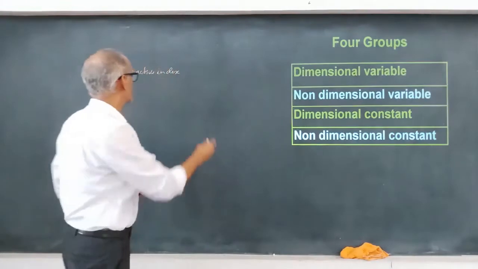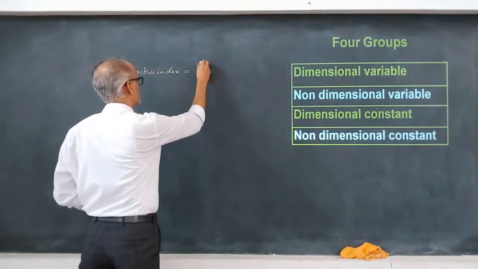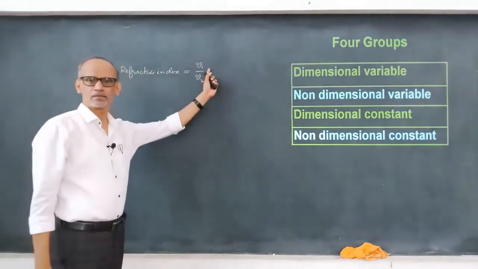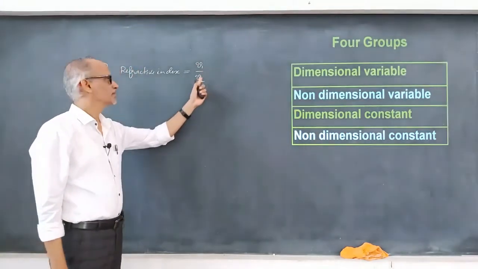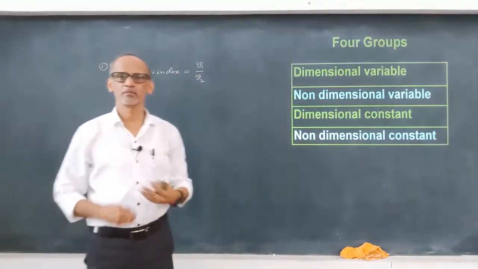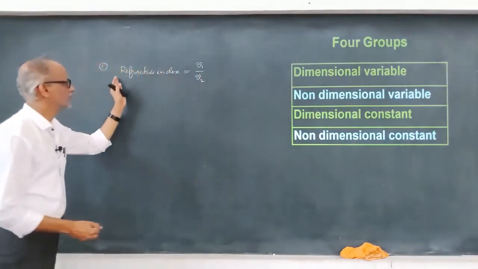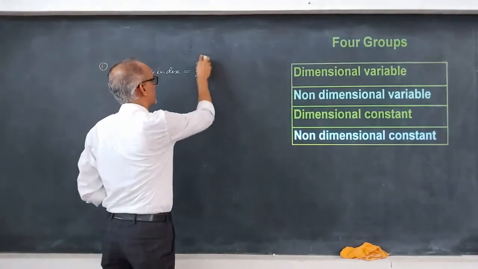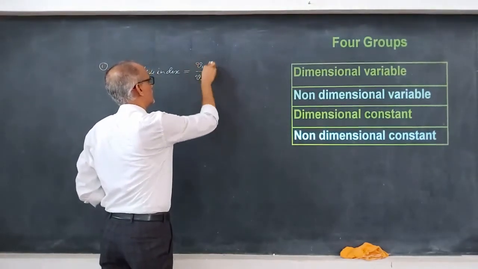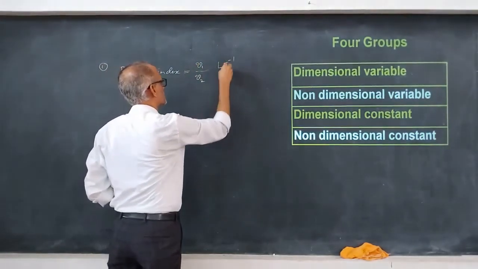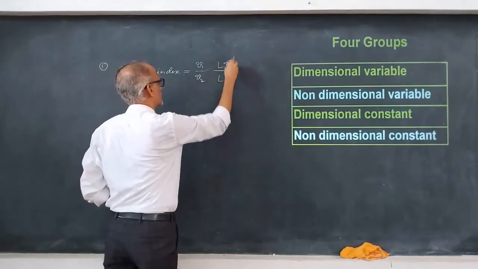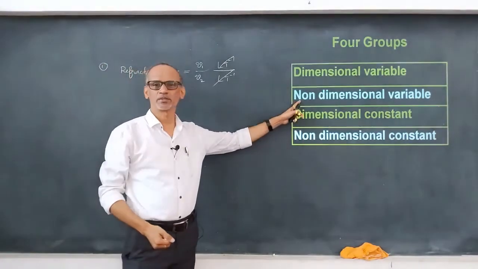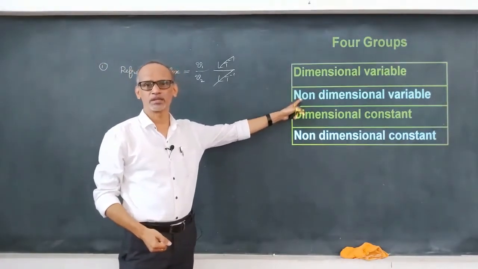Why it has no unit? Because it is measured by the ratio of the speed of light in one medium to the speed of light in the other medium. That's how we measure. So what is the physical quantity? Refractive index. Speed by speed. If I try to write the dimensional formula of the speed, LT minus 1, divided by again LT minus 1, they get cancelled. So that's why there is no dimensional formula. That's what is called non-dimensional.